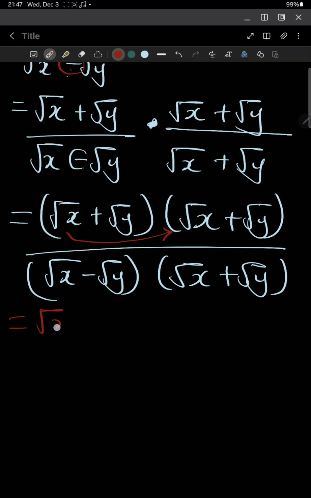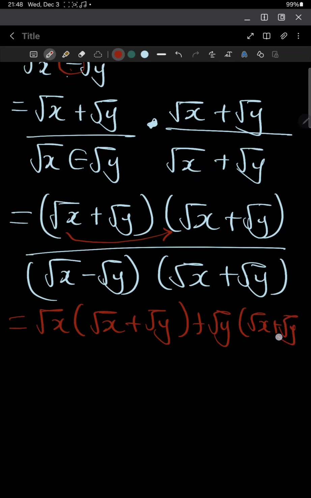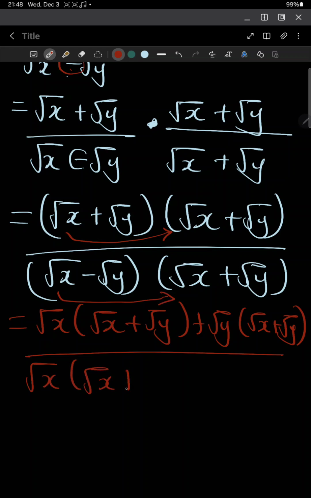So it will be square root of x, open bracket, square root of x plus square root of y, plus square root of y, open bracket, square root of x plus square root of y. Divided by, same principle, this by that: square root of x plus square root of y, minus square root of y, divided by square root of x plus square root of y.